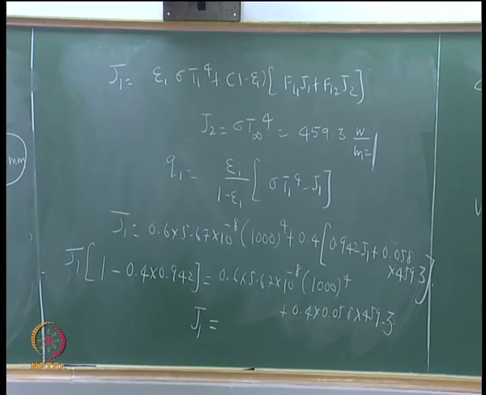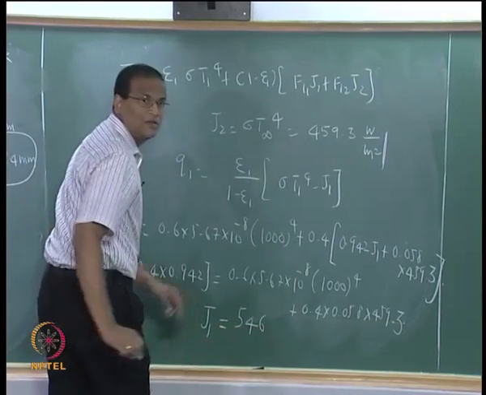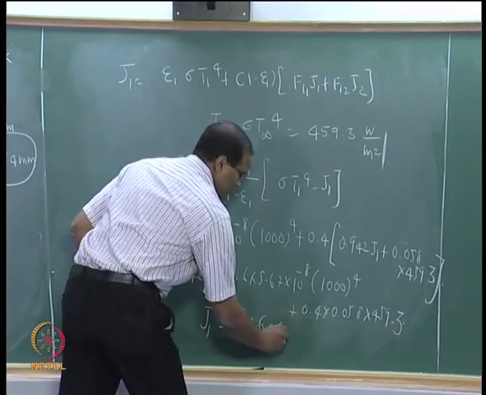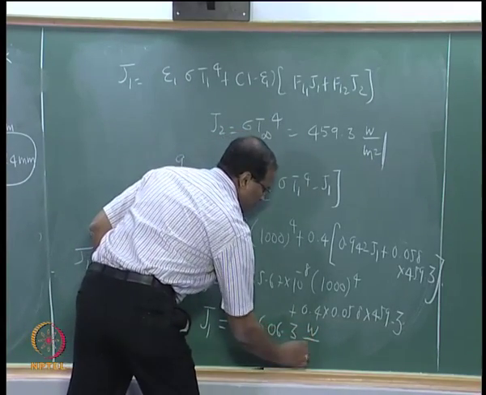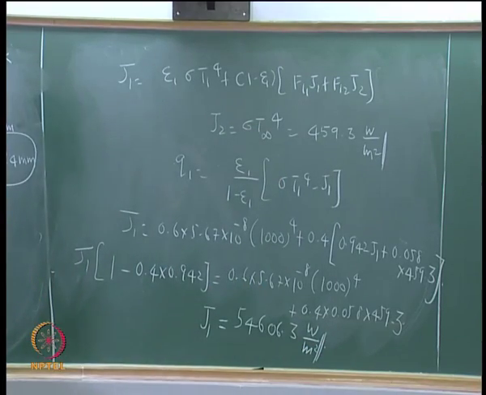56,000, 55,000, no, we have to be careful, 54,000, 54,006, 0.5, yeah, okay, all of you should get this radiosity.